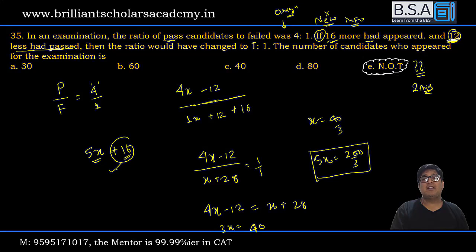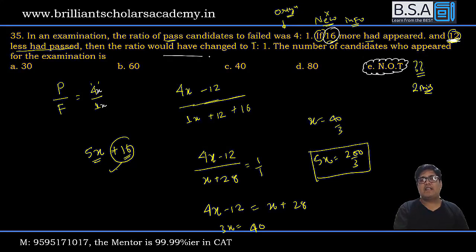Forget these 16 people. You are telling me 12 less people have passed the exam. Pass was 4x. Failure was 1x. 12 people less have passed. So these 12 people have switched side to failure. 12 are gone from pass, added to the failure. Now, where will these 16 people go? They're all going to failure. So we have 4x minus 12 upon x plus 28.